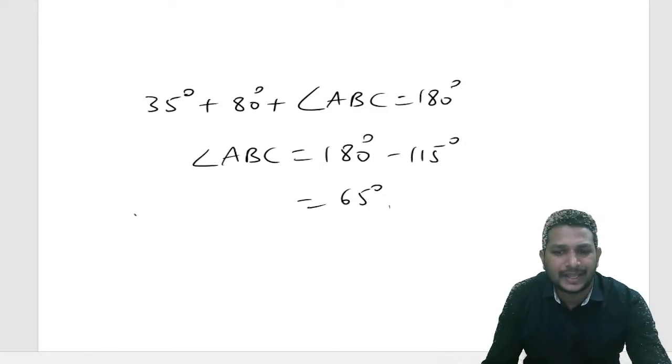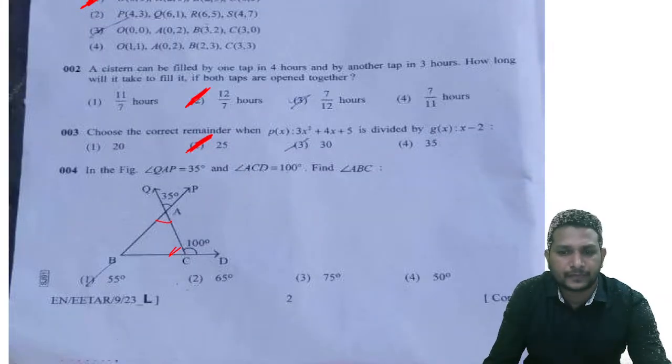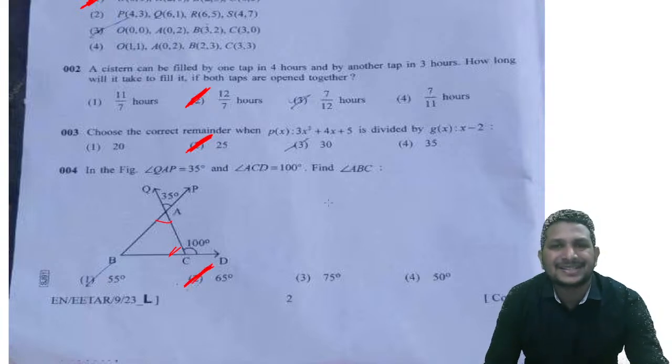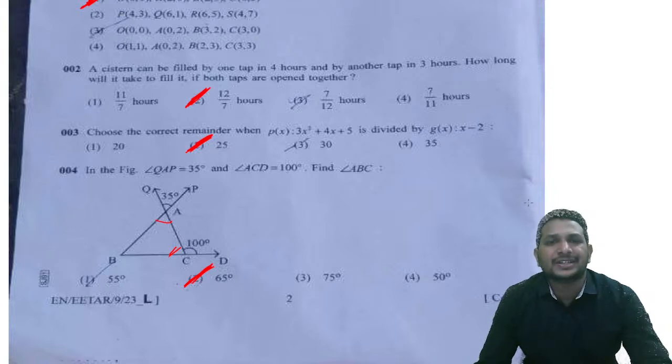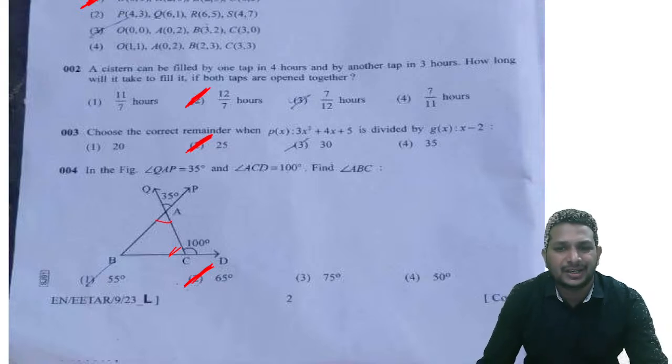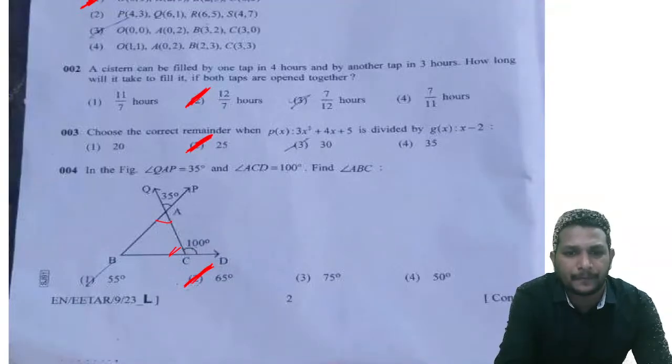Okay. Next. You look at the next question. Option 2. We are discussing set L. So the answer for question number 4 is option 2. Next, if you look at the next question, question number 5.